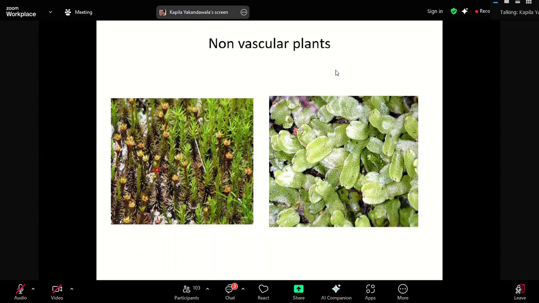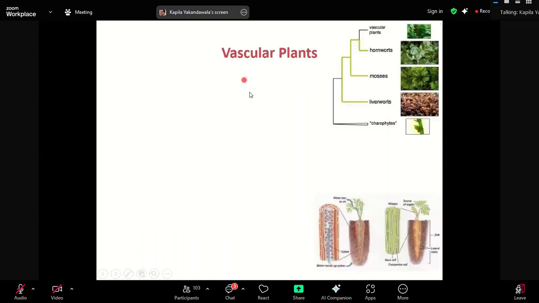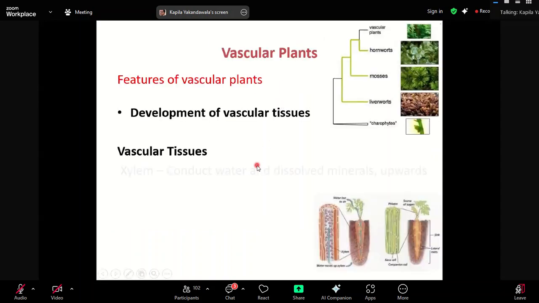And these are the non-vascular plants. So these are the mosses, right? You don't have to remember about this. These are the mosses group. They don't have a vascular system. But we are concerned about the vascular plants.